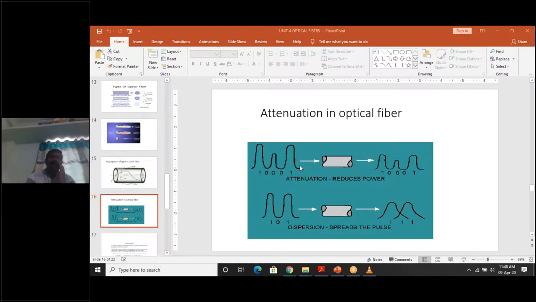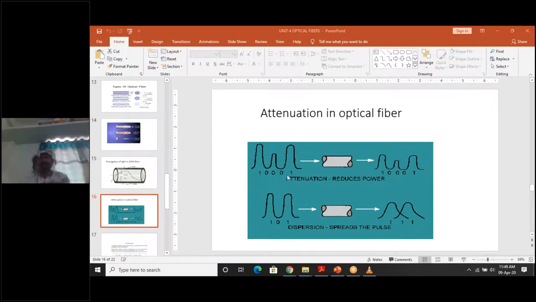This is the input signal you see. This is the output signal. Due to some things, those things are called losses. Due to some losses, the output power gets reduced. You compare the strength of the signal, the height of the signal. This is the height, or amplitude, of the input signal, and this is the height, or amplitude, of the output signal.